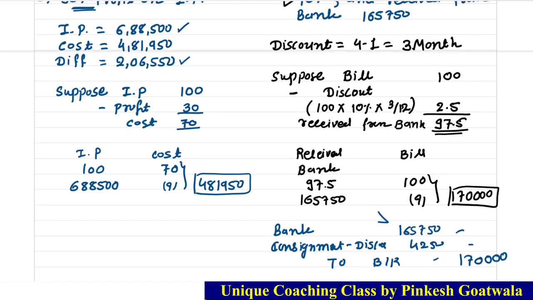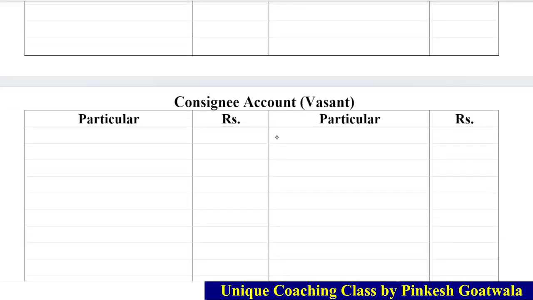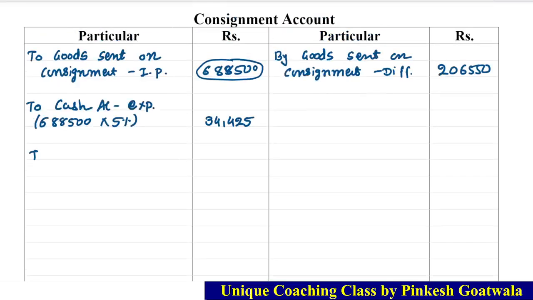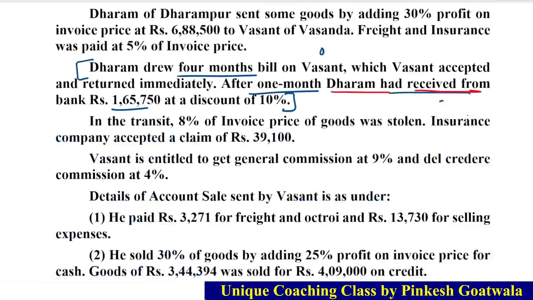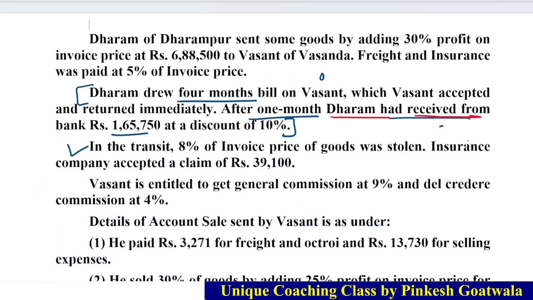Now let's give effect of this. First of all, જે BR છે advance માં 170 આપી છે, it will be comes under the consignee account credit side by BR advance 170 and the discount will be come here debit side to BR discount 4250.